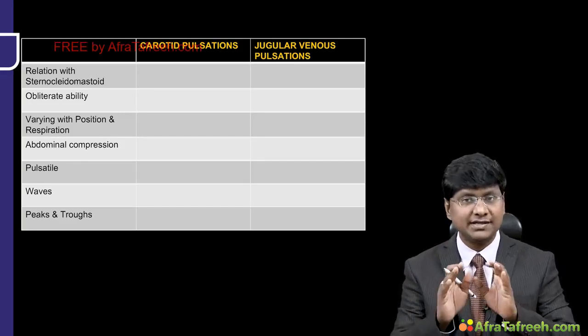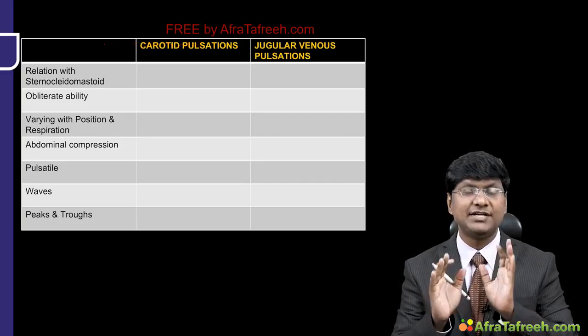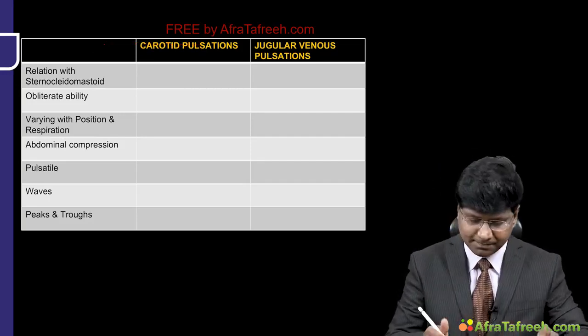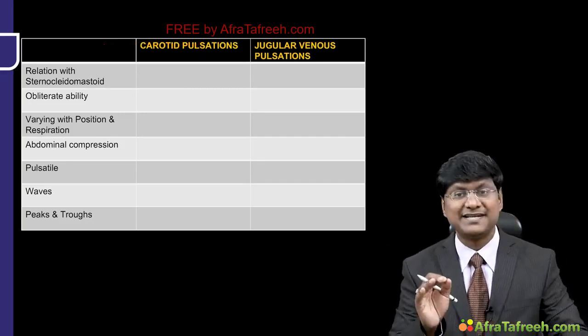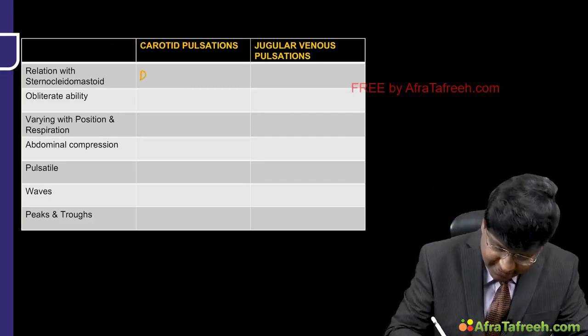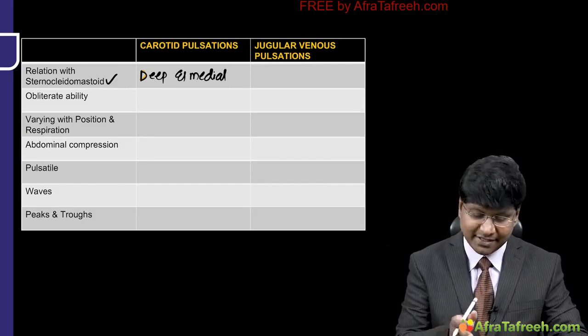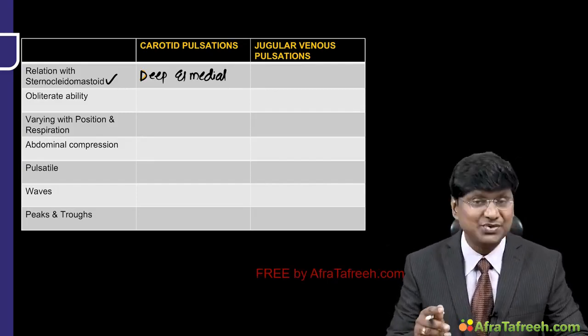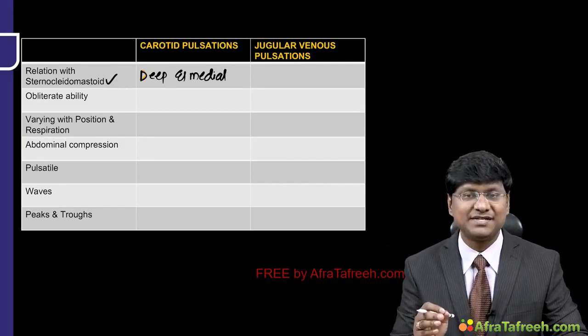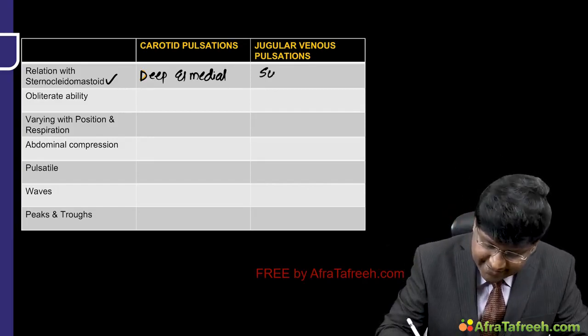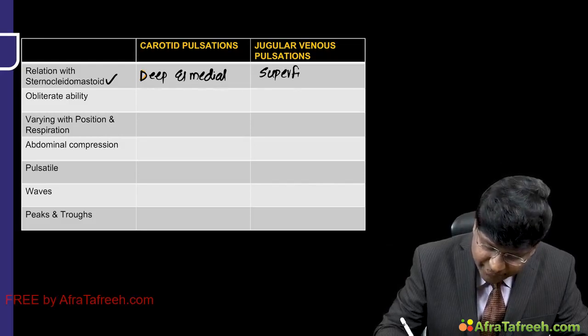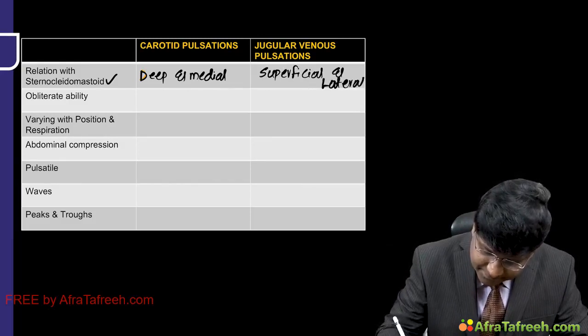So first and foremost, the position or the appearance or the relation to the sternocleidomastoid muscle. If you take the carotid pulsations, they are deep and medial to the sternocleidomastoid muscle, right? Deep and medial in the neck. Whereas the jugular venous pulsations are superficial and lateral to the sternocleidomastoid muscle, right?